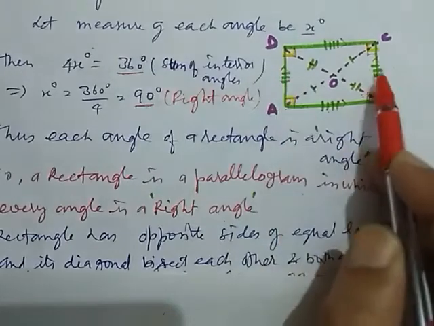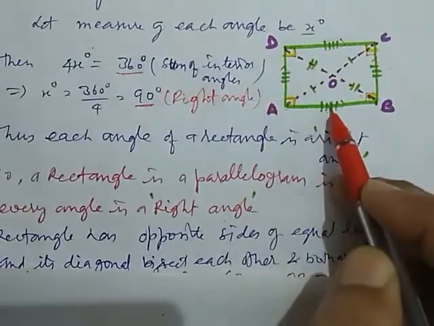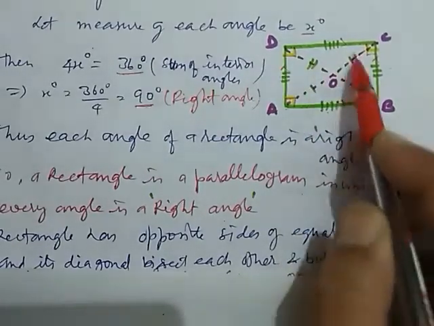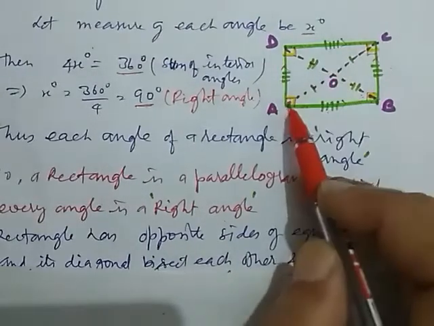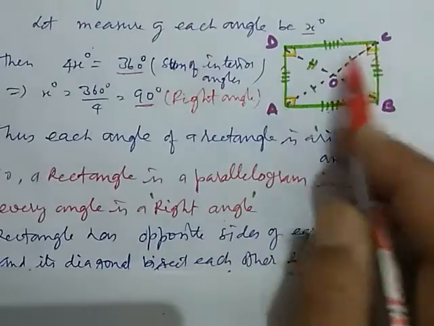Here this side is equal to this, so we make the same mark here. Here this side is equal to this, so we make the same mark. This equal to this, this equal to this, so we make the same mark. Here all the angles are equal, so we make the mark of a right angle on each.